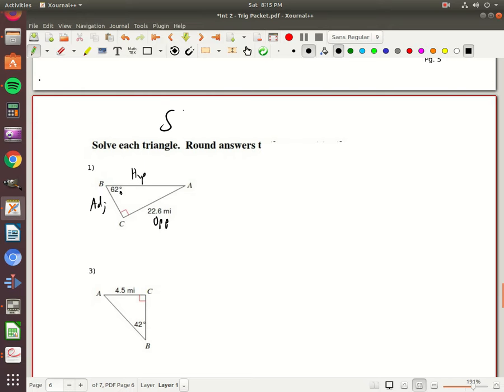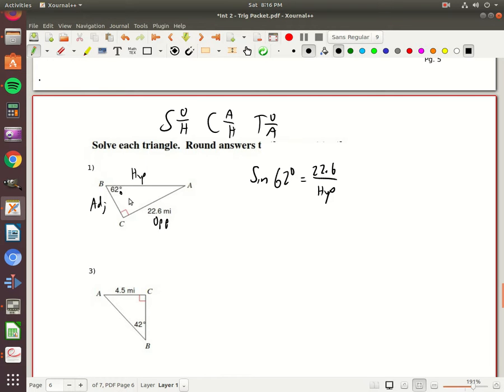Again, I have SOHCAHTOA. I keep forgetting to put this up here to begin the video. But let's say I want opposite over hypotenuse, then I would use the sine. So I would say the sine of 62 degrees is going to be equal to opposite of 22.6 over the hypotenuse.